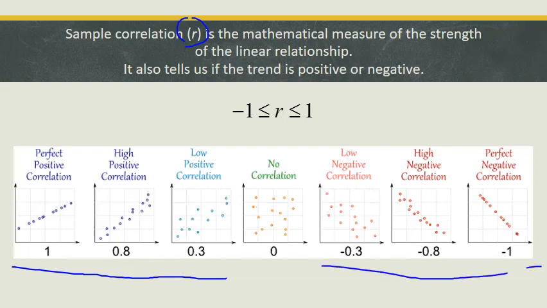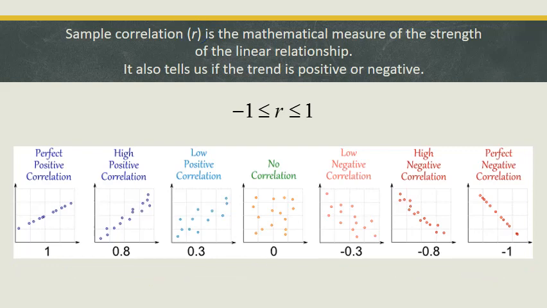And a negative correlation means a negative trend. As x increases, then y tends to decrease. And a correlation of 0 has absolutely no trend at all. The points just look like a random cloud with no particular trend.